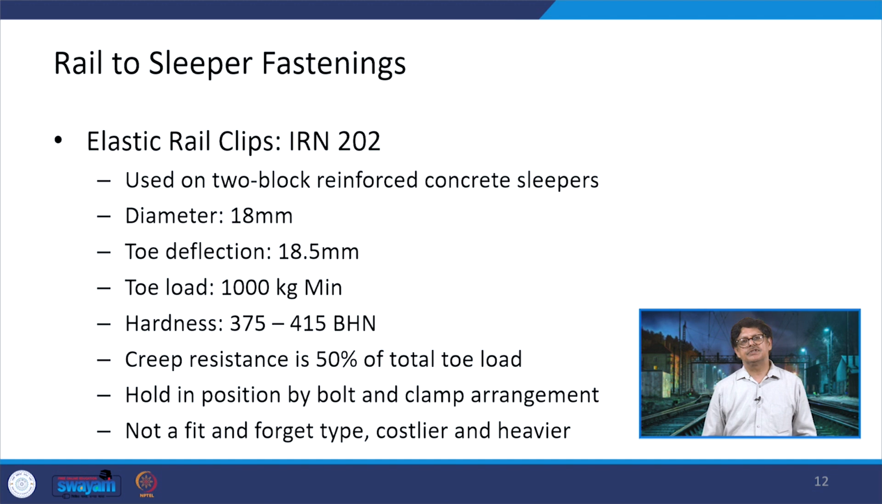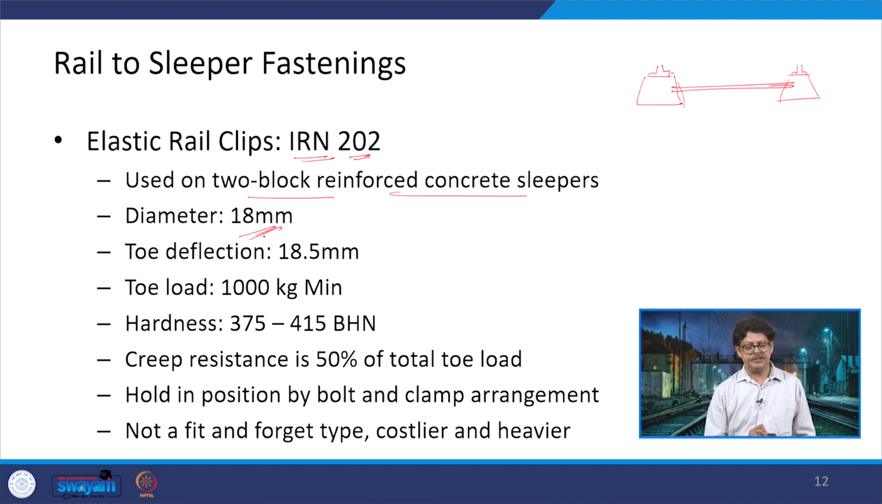There is another one which is IRN 202. This is an Indian Railways design numbered as 202. It is used on 2-block reinforced concrete sleepers. 2-block reinforced concrete sleepers means that we have a block here and there is another block at this side. So, a rail is being seated at the top of this and they have been connected by a tie. So, this is a 2-block reinforced concrete sleeper.